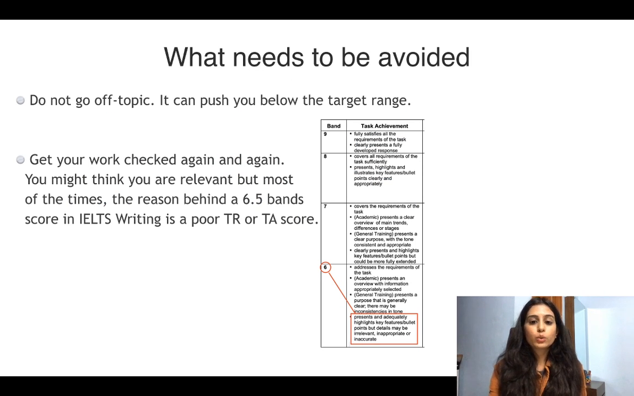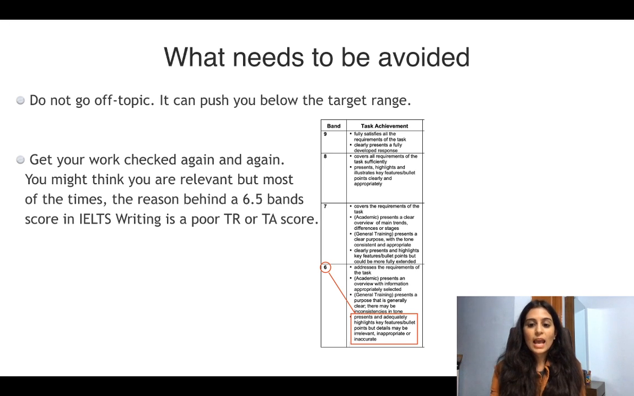What do we need to avoid? Let's have a look at what a 6-band descriptor looks like. So it says addresses the requirements of the task, and let's jump to the third bullet point. It says presents a purpose that is generally clear. There may be inconsistencies in tone. So somewhere or the other, in some sentence of some paragraph, you might become inconsistent with the tone, and that's something that they would notice and score you lesser, around a 6-band score.